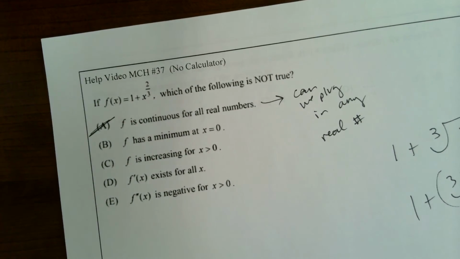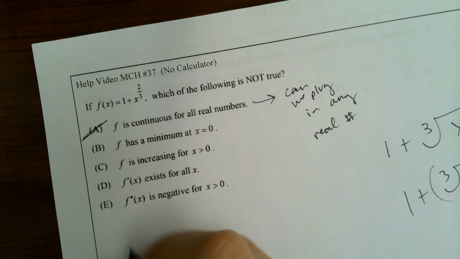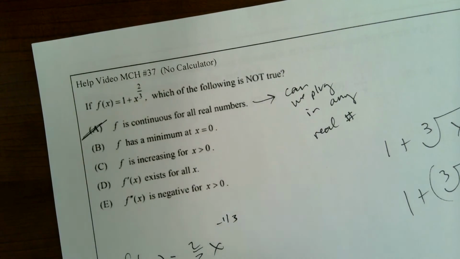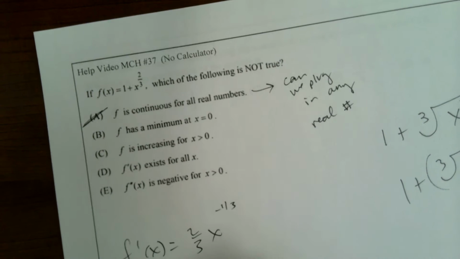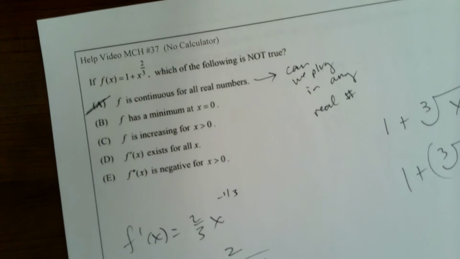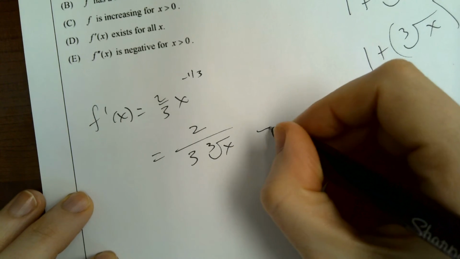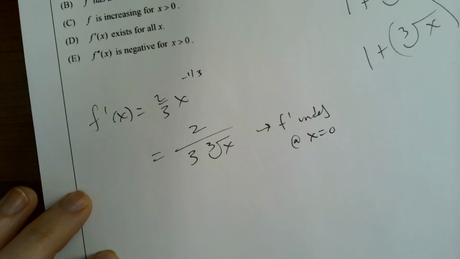So f has a minimum at x equals 0. Let's take the derivative. For all the others, we do need the derivative. So f prime of x is 2/3 x to the negative 1/3. This is 2/3 and then the cubed root of x. The critical numbers are where the derivative is 0 or undefined. So f prime is undefined at x equals 0.